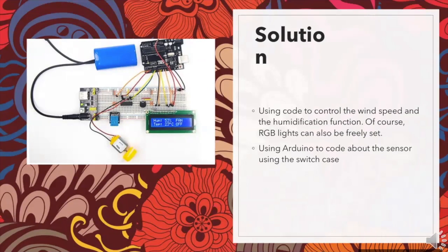And we're using the coding to control the fan power and the humidity function. Of course, an RGB light may also be considered for this program. We're using the Arduino to code the sensor using a switch case. Also, our group did research on electric fans. It shows that demand for electric fans is still a popular trend.